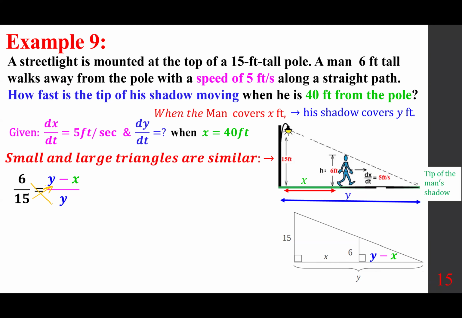Cross product: 15 times (y minus x), 6 times y. So we distribute the 15, we get 15y minus 15x. We move this one and it becomes positive. We subtract it from 15y and we get 9y equals 15x. And because we want to solve for y, we're going to divide by 9 and reduce the fraction to 5/3. So y equals 5/3 x.